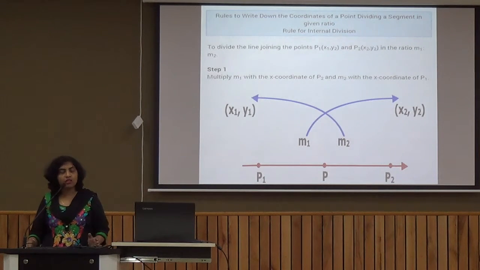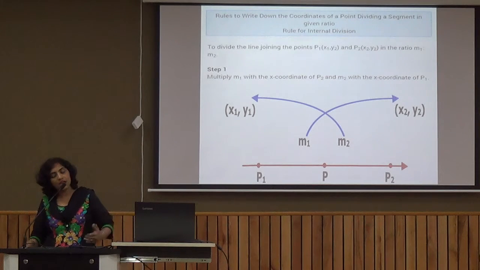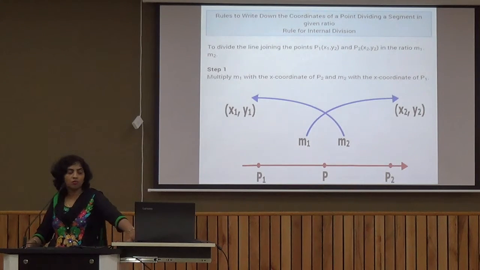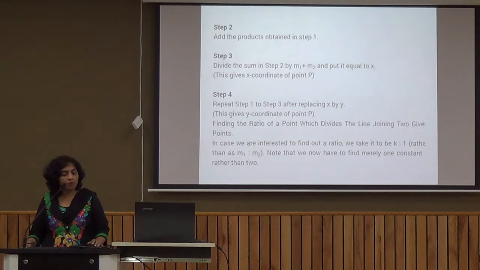So to divide the given points P1 with coordinates x1, y1 and P2 with coordinates x2, y2 in the ratio m1 is to m2, what do we do? We multiply m1 with the x coordinate of P2 and we multiply m2 with the x coordinate of P1. So we cross multiply. In step 2, we add the products obtained in step 1, and we divide the sum obtained in step 2 by m1 plus m2, and it is equal to x.